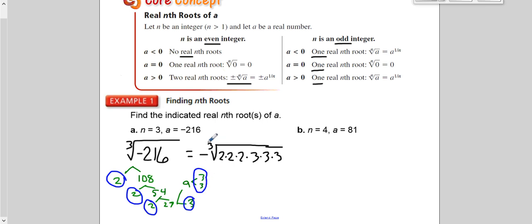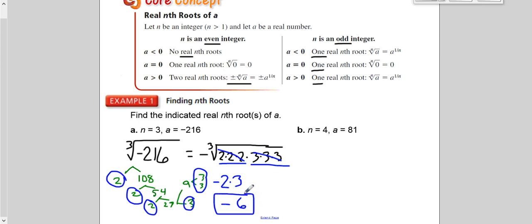Look at your index. We're doing a cube root, so we're looking for sets of 3. We have 3 2s, so a 2 pops out. We have 3 3s, so a 3 pops out. Don't forget our negative that we already took out. 2 times 3 is 6. Final answer, -6.